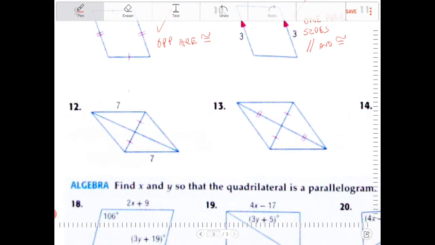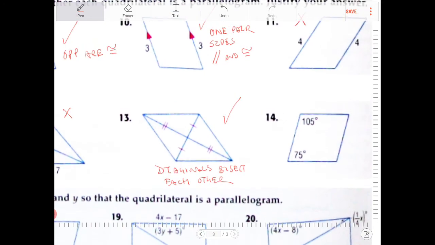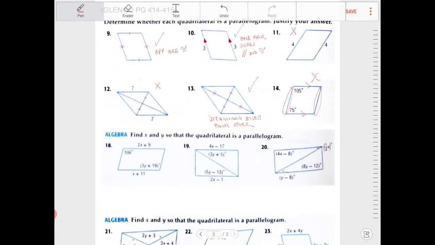This one is not, because we have one diagonal bisected. It needs two diagonals to be bisected. This one is, because diagonals bisect each other. And this one we don't know, because we have these two sides parallel, but we have no idea about these two. Okay?